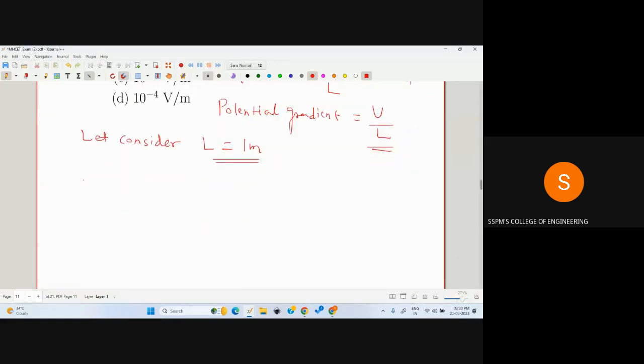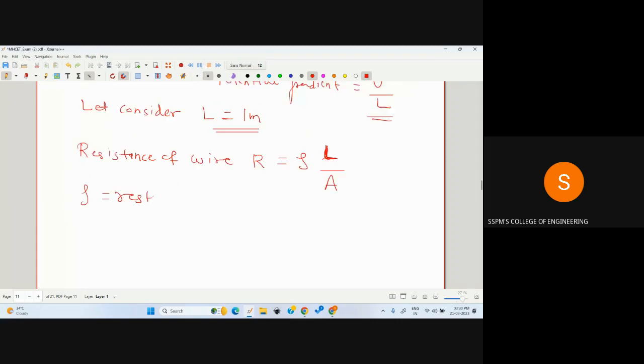हाऊ द रेजिस्टन्स ऑफ वायर इज कॅल्क्युलेटेड? The resistance of wire, let's consider R. R is equal to rho into L divided by A, where L is the length of wire and A is the cross-sectional area, and rho is the resistivity of the wire. So all these things are given.